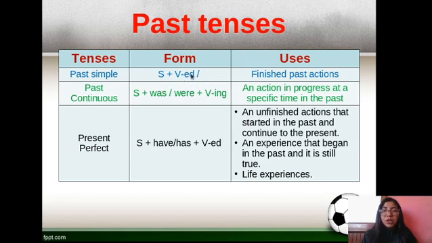Pay attention here. Remember, in past simple we have regular and irregular verbs.